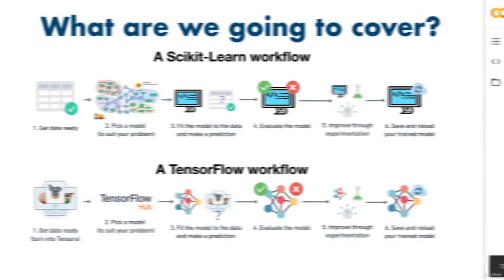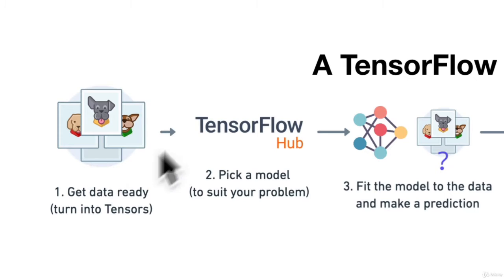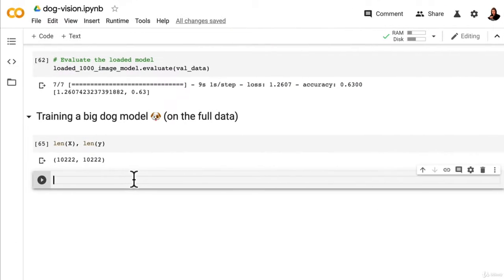If we come back to our keynote, what's our workflow? Get data ready, turn it into tensors. Well, we've got a function for that. Do you remember create data batches? If you don't, it's all right. We've created a function for that. And we got pick a model to suit your problem. So TensorFlow Hub, we've got that. We can just use create model and then fit the model to the data and make a prediction. Let's give it a crack.